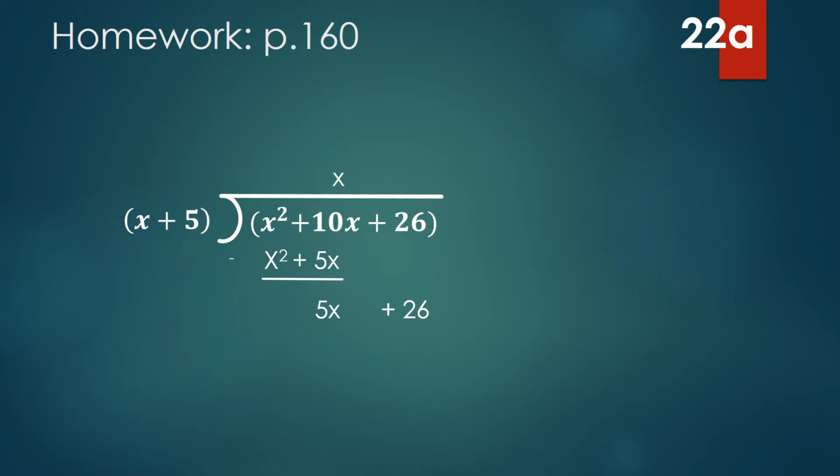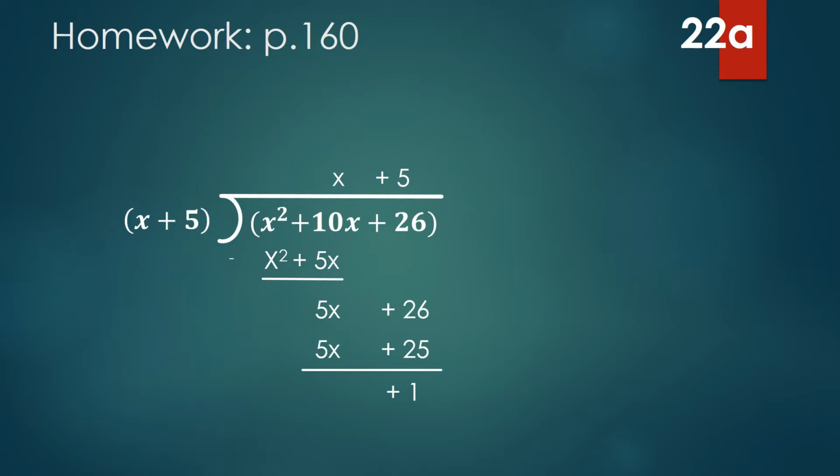Bring down the 26. Look again. You say, what do you multiply the x by to give me 5x? The answer is plus 5. 5 times x gives me 5x. 5 times 5 is 25. You subtract these two binomials. 5x minus 5x is 0. 26 minus 25 is 1.